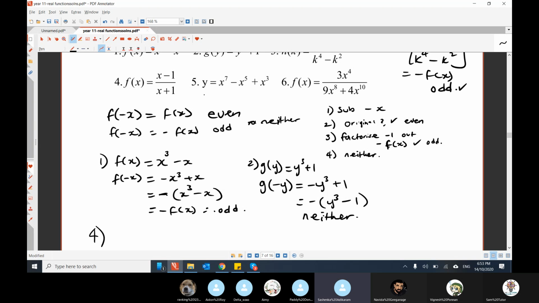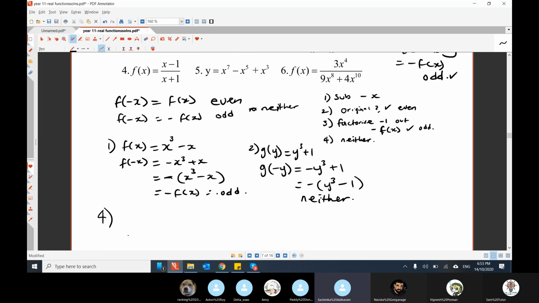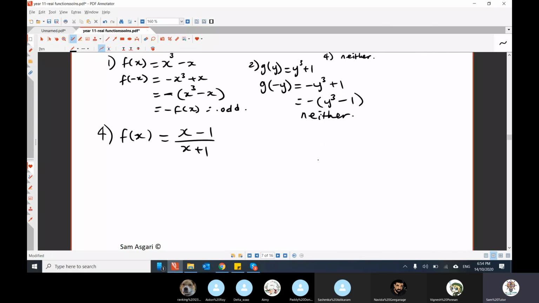For 4, yes. I got neither. Yeah, I think so. Again, do you see a pattern with question 4 or similarity to question 4 and question 2? So yeah, it's got that +1. But those ones there, if there's no letters, you know there's going to be problems. Let's have a look. F of x, especially if there's no letters and these are odd powered. So yeah, f of negative x equals negative x minus 1 on negative x plus 1.